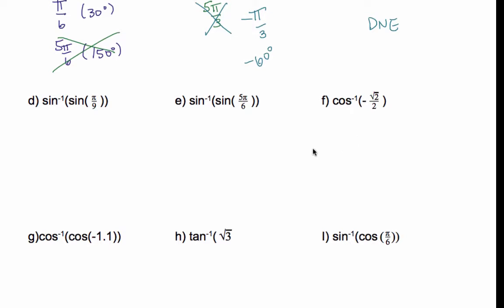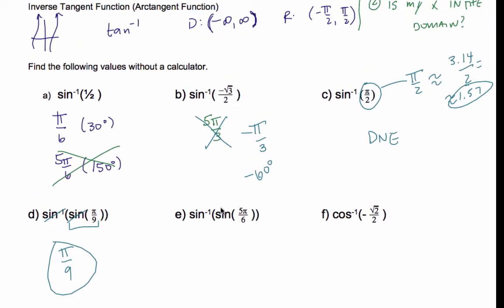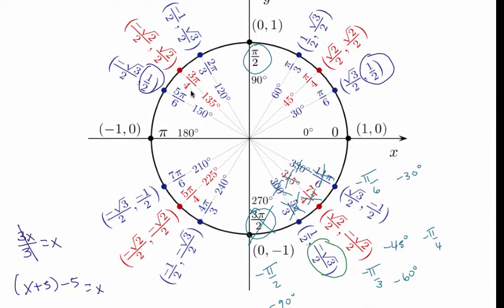Let's do three more. Here, I just told you they undo one another, right? So sine inverse and sine undo one another. Okay, so this right here, pi over 9, works. It's in the range, right? It works. It's good. This is a good thing. But when I consider this one, what's got to happen? I'm going to work from the inside out. My sine of 5 pi over 6. Check it out. Let's go to 5 pi over 6. My sine is a half.